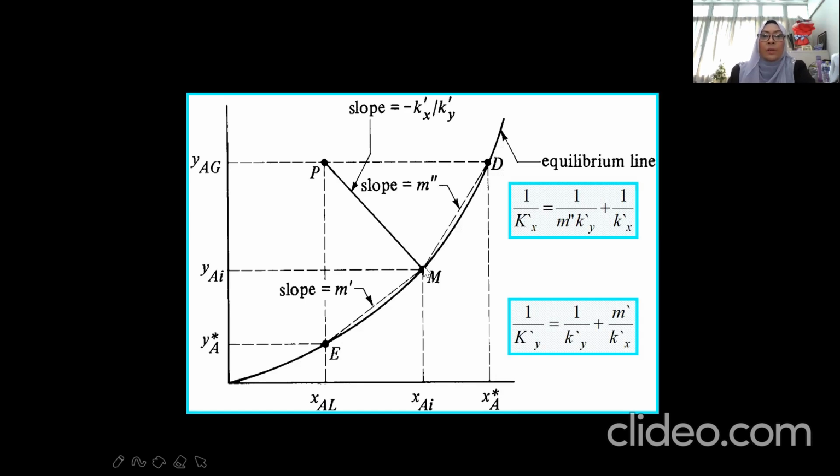If you're not given M prime and M double prime, you have to first plot the equilibrium line. Once you get the point M, you can draw the line from M to point D and also from M to point E. The slope that you get for this part of the graph is M prime, and for this part is M double prime.